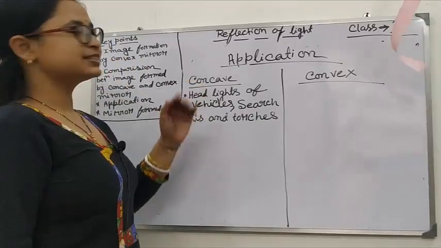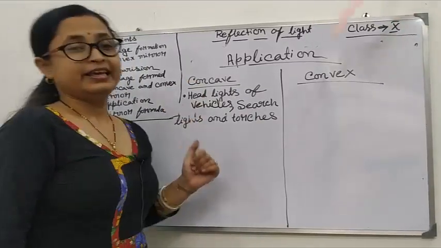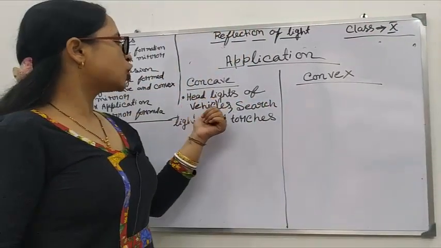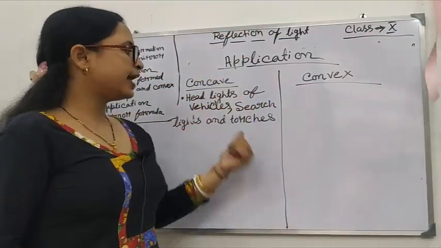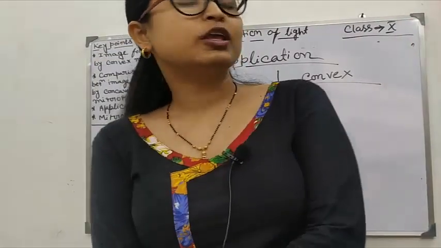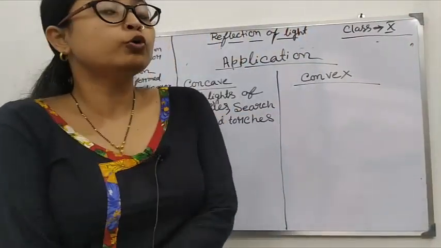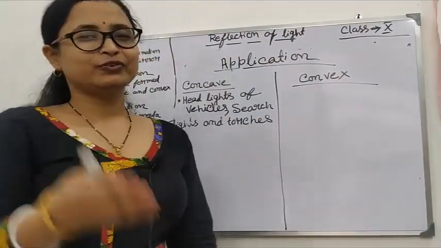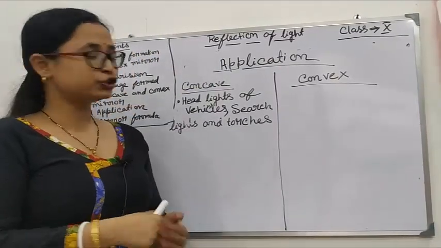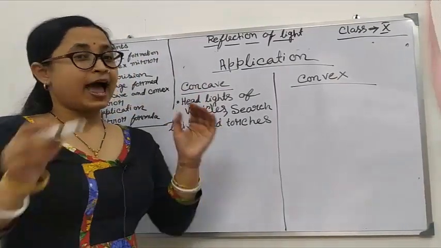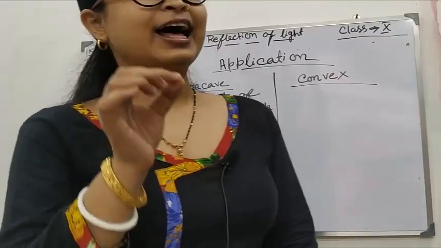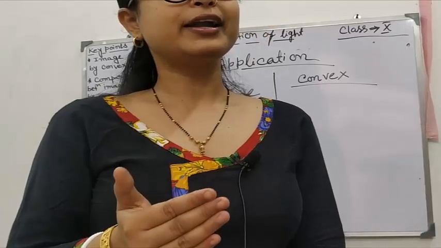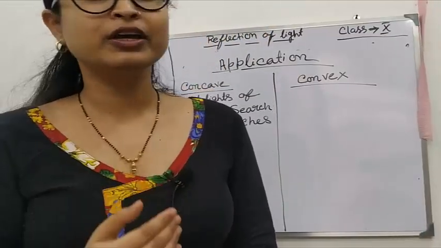So first application of concave mirror is, it is used as a reflector in the headlights of vehicles, searchlights and torch. Can you guess which property of concave mirror or which rule of formation of image is used here? If you forget, you can check a previous video also. In this case, as we know, whenever an incident light ray passes through the focus, then what happens? After reflection, it will become parallel.